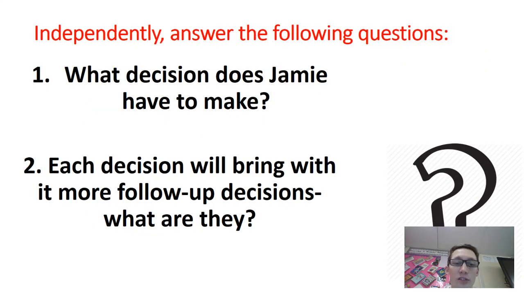Okay, so what I'd like you to do now, after you've read the chapter, is answer those questions for me, please. What decision does Jamie have to make? And each decision will bring with it more follow-up decisions. So it's not like, for example, Jamie can just say to Dad that he's got a friend called Sonia who's a Muslim, and then there be no repercussions and no impact from it. Every decision has some kind of impact with it.